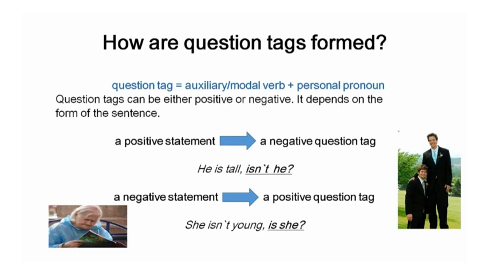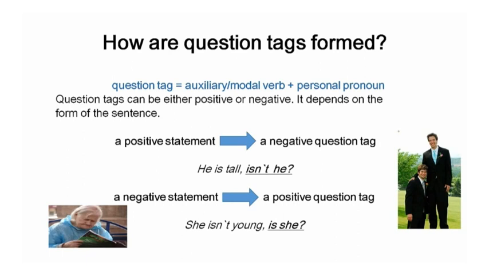Question tags can be either positive or negative. It depends on the form of the sentence. A positive statement is followed by a negative question tag. He is tall, isn't he? The sentence he is tall is a positive statement, and that's why we need to use isn't in the question tag, and we add he because the subject of the sentence is third person singular.